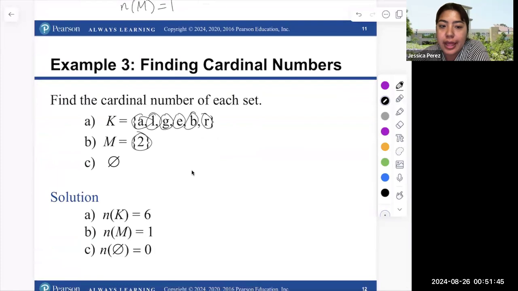So the cardinality of K is 6. The cardinality of M is 1 because you only have 1 element, and that element is 2. And the cardinality of an empty set is 0, because it's empty; you do not have anything inside that set.